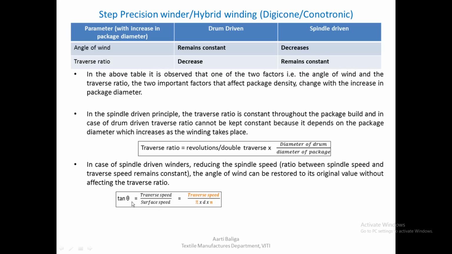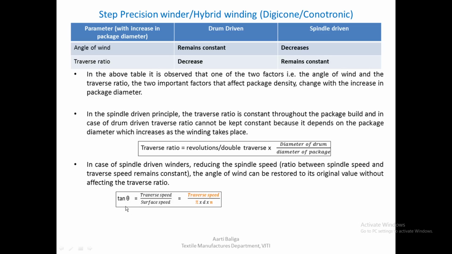Angle of wind is actually traverse speed upon surface speed, which is traverse speed upon pi d n. Now, if I were to reduce this n, since the ratio of traverse speed and n is constant, automatically traverse speed will also change in case of spindle driven, and this ratio will change accordingly. So as the diameter increases, if I were to reduce spindle speed, this entire ratio will reduce, and automatically the tan theta will be restored.